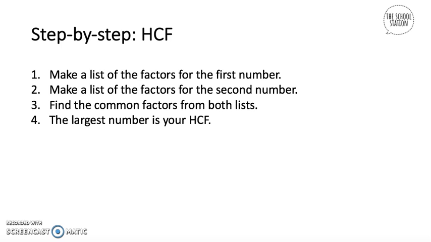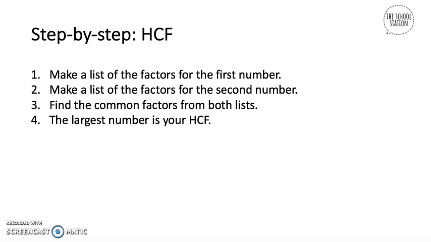After you've made the lists of factors for 18 and 24, the third thing you have to do is find the common factors from both lists. What I like to do is circle the common factors between both lists. For example, if you find a 2 in the first list and a 2 in the second list, I circle them both, and you keep doing that until you find all the common factors from both lists. And number 4, after you've circled all the numbers, you see which is the largest number that is common in both lists, and that's going to be your HCF.